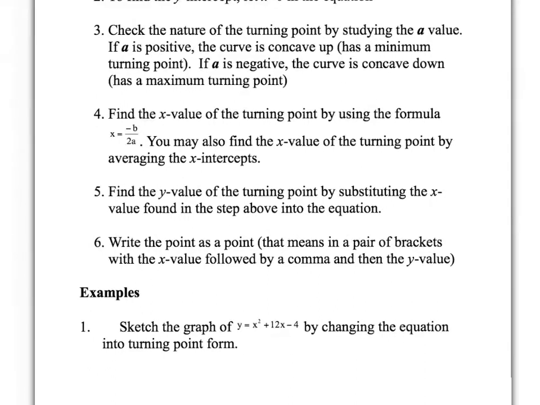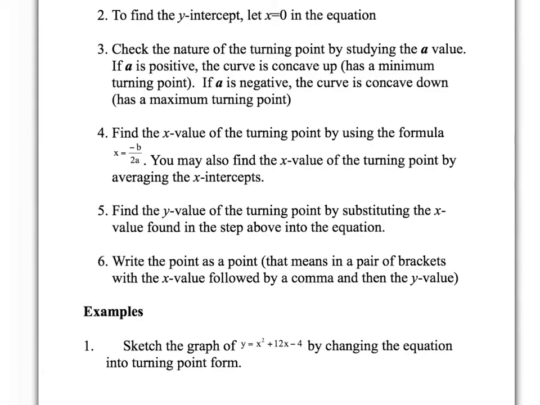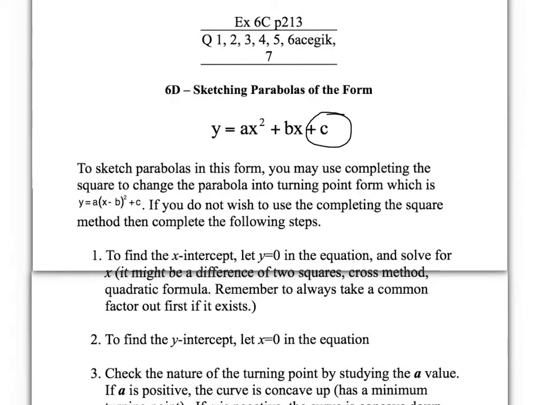Alright, step number 4. Find the value of the turning point by using the formula x equals minus b over 2a. That is using the letters b and a from this equation over here.